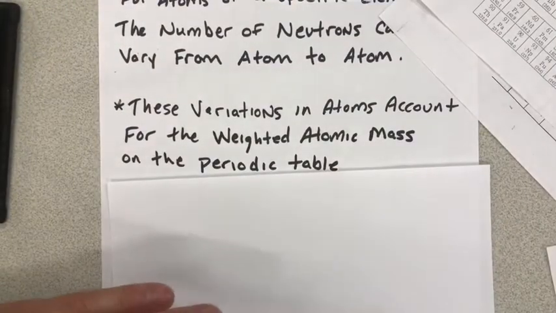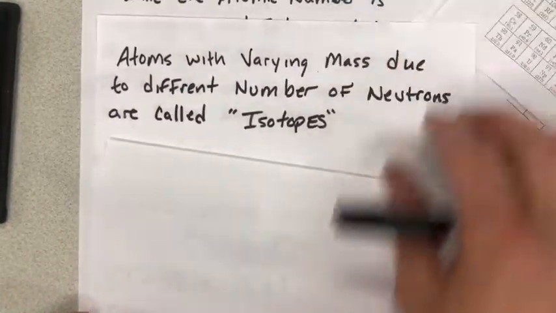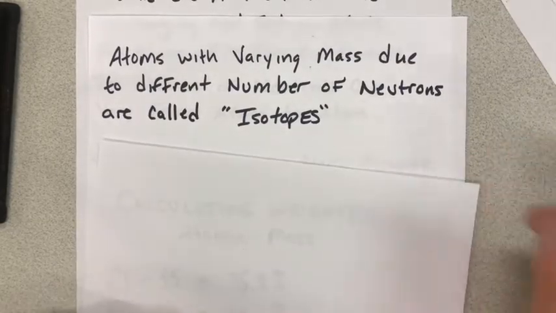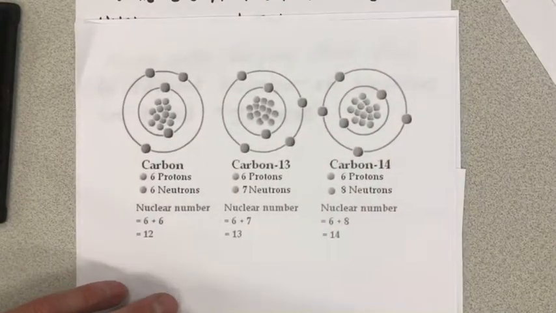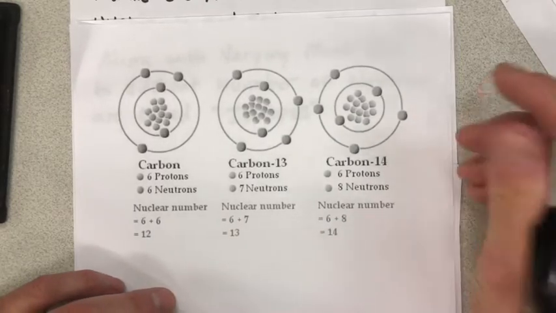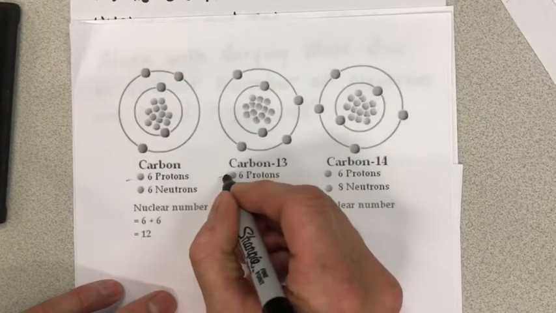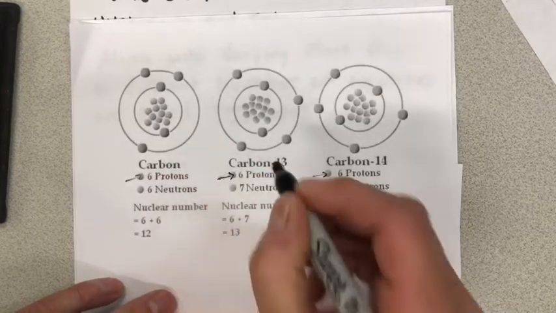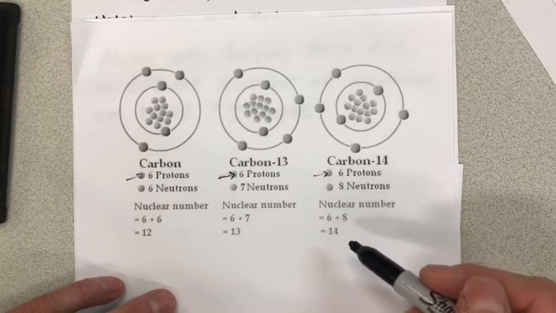So we'll define this term isotope here. Atoms with varying mass due to different number of neutrons are called isotopes. And here is a pretty good example of some isotopes of carbon. Okay, so carbon exists in 3 different forms. What's the same about all forms is this number here, the 6 protons, right? That number is set in stone. That's not going to change. But here we can see that we've got varying numbers of neutrons depending on the isotope that we're talking about.